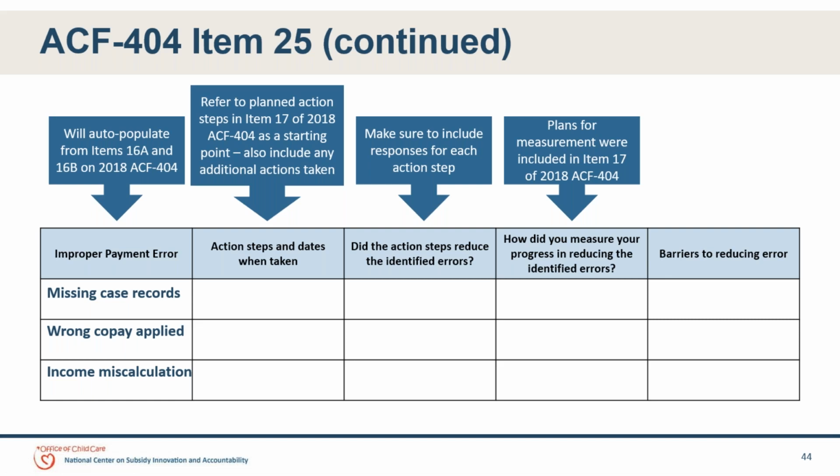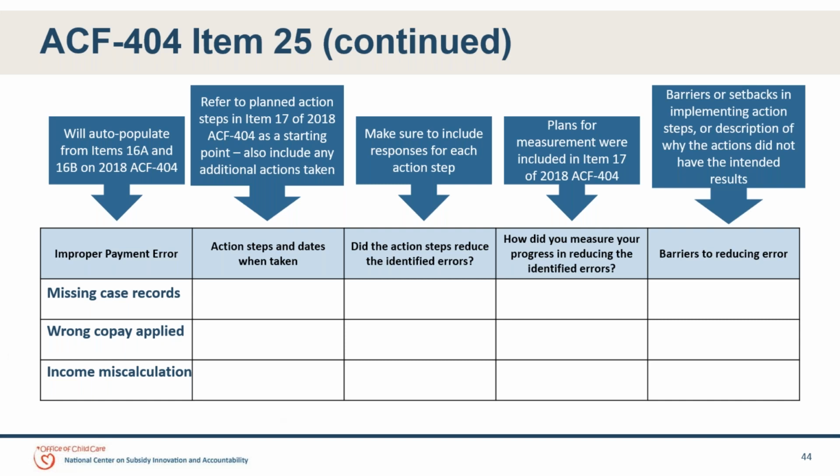And then next column, how did you measure your progress? Again, you might wish to refer to item 17 in your last report since plans for measurement were included there. So that might be a good starting point, but if what you actually did differed from your plans, then you want to describe what you actually did do.